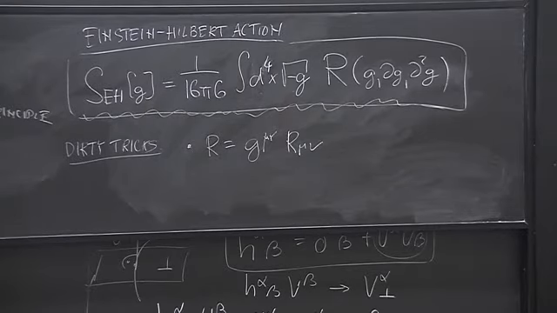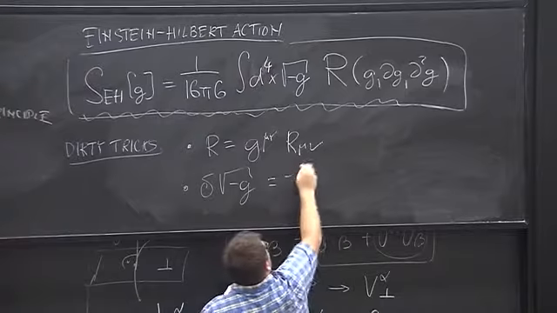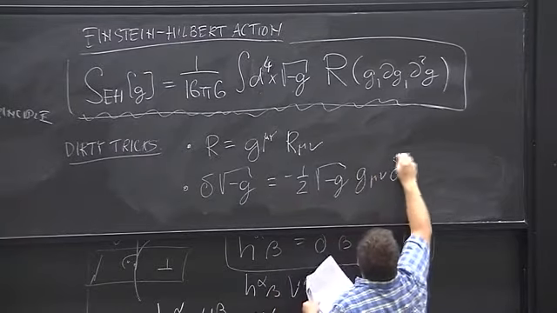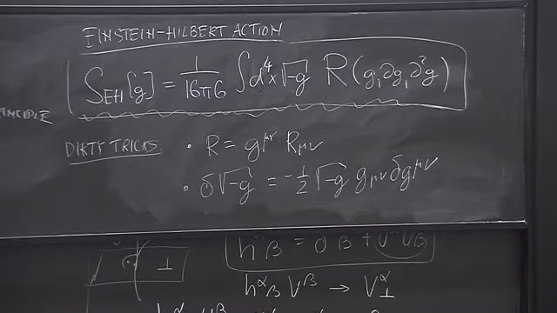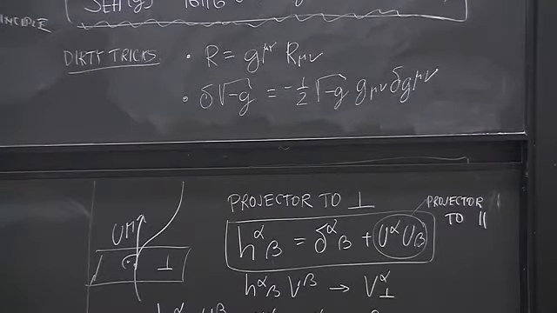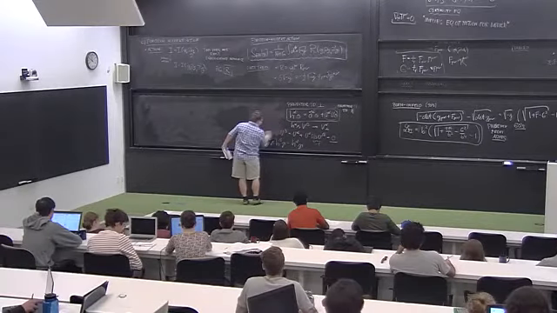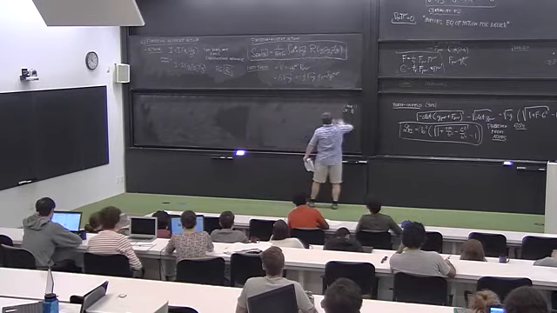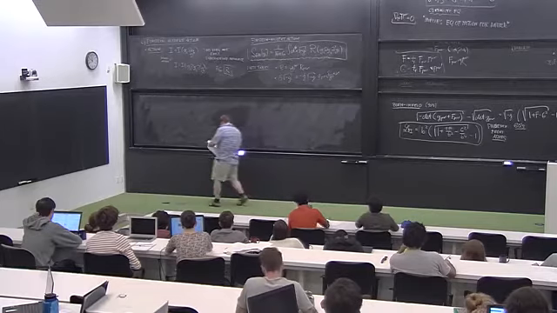And of course, we also have to use the fact that you derived in your tutorial, that delta square root of minus g is minus 1/2 square root of minus g, g mu nu delta g mu nu. So we will use these facts to actually vary this action.